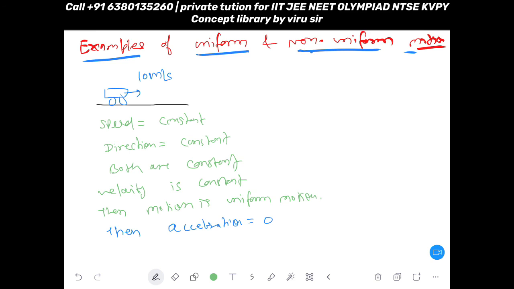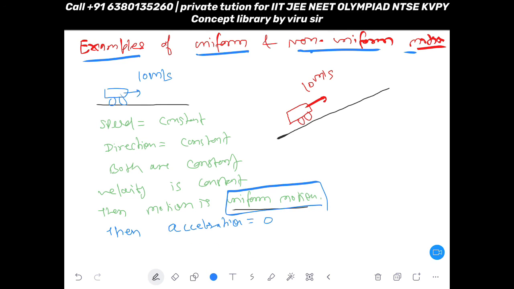Okay. Now one more example. So this is the example of uniform motion. Now suppose I am having this kind of track. On this track, again some vehicle is going in this direction with 10 meter per second. Again this is also the same example. Why? Because this direction is not changing. This direction is constant. So we just need a constant direction. We don't need any particular direction. Whatever direction you want to choose, you choose. It does not matter. Only what matters is that it should not change.